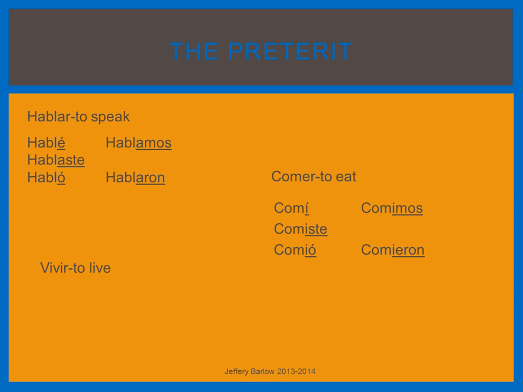Vivir is an example of an IR verb. IR verbs use the same endings as the ER verbs. Viví, viviste, vivió. Again, accent marks on the first and third person singular endings. Vivimos, vivieron. Vivimos can mean we live or we lived. So the same issue here, and the way you figure out what tense you're in is by the context.